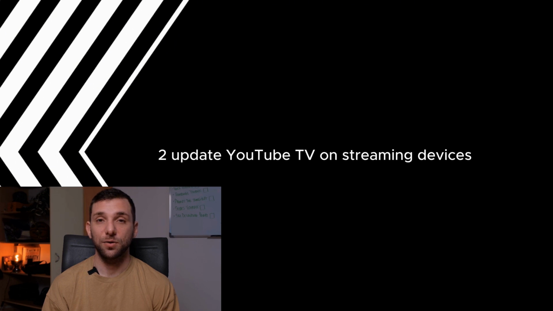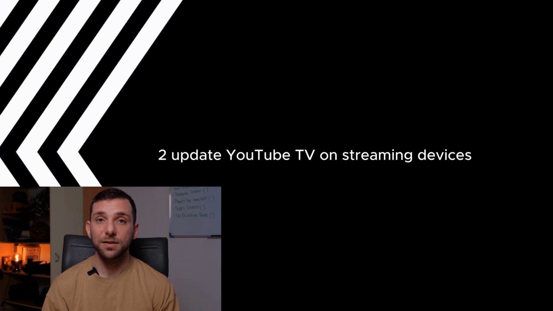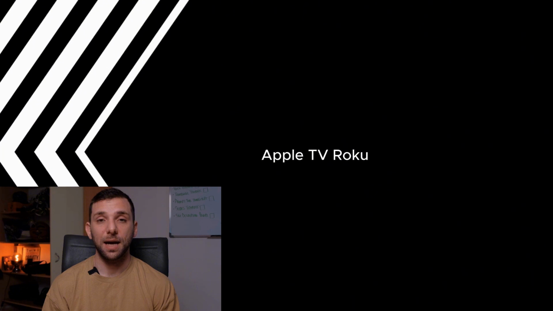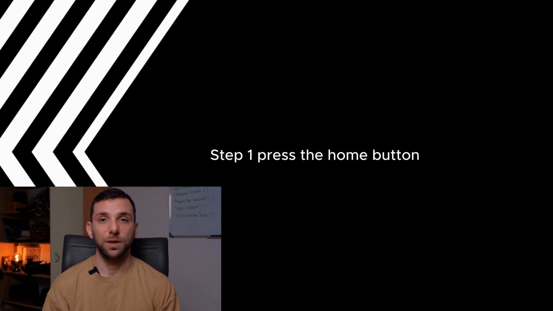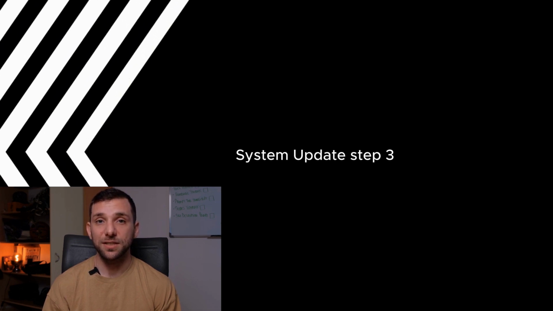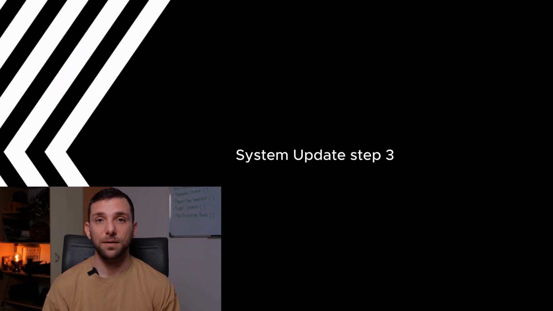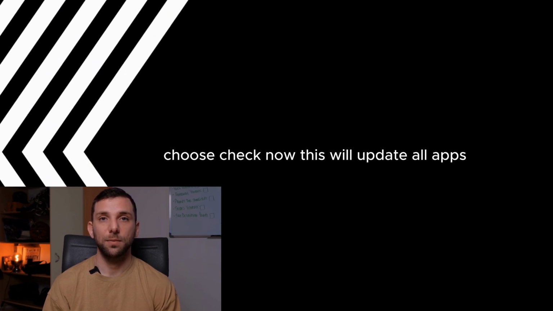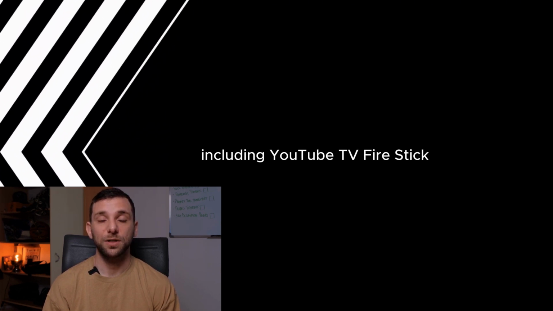2. Update YouTube TV on streaming devices, Roku, Fire Stick, Apple TV. Roku. Step 1. Press the home button. Use your Roku remote to press the home button. Step 2. Select settings. Go to settings, system, system update. Step 3. Choose check now. This will update all apps, including YouTube TV.